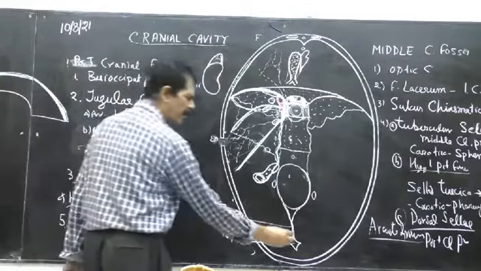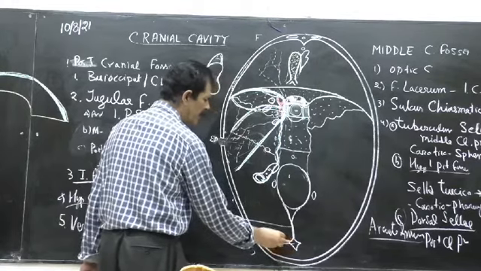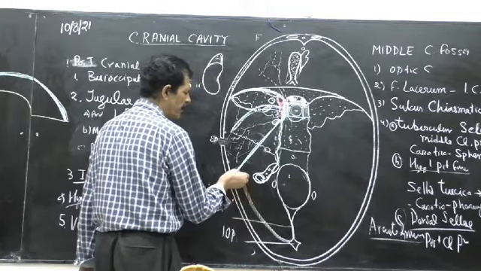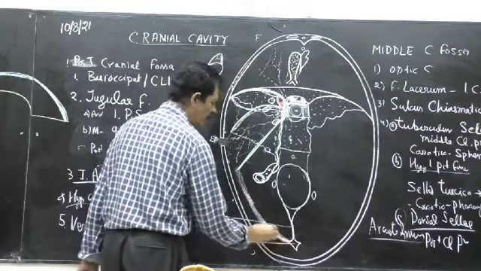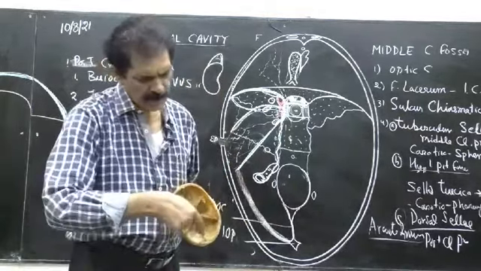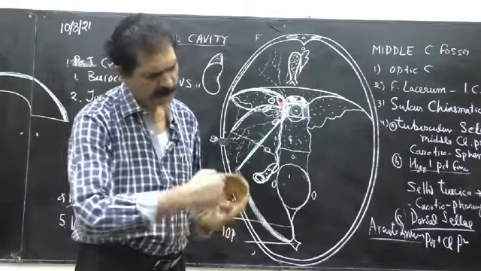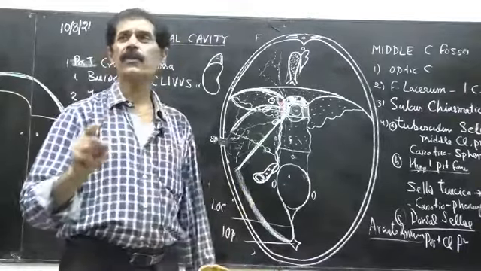Then from either side of the internal occipital protuberance, there is a transverse groove which touches the petrous part of the temporal bone, the posterior part. So there is a large groove. It touches the petrous part here in the posterior cranial fossa. So this groove is for the transverse venous sinus.